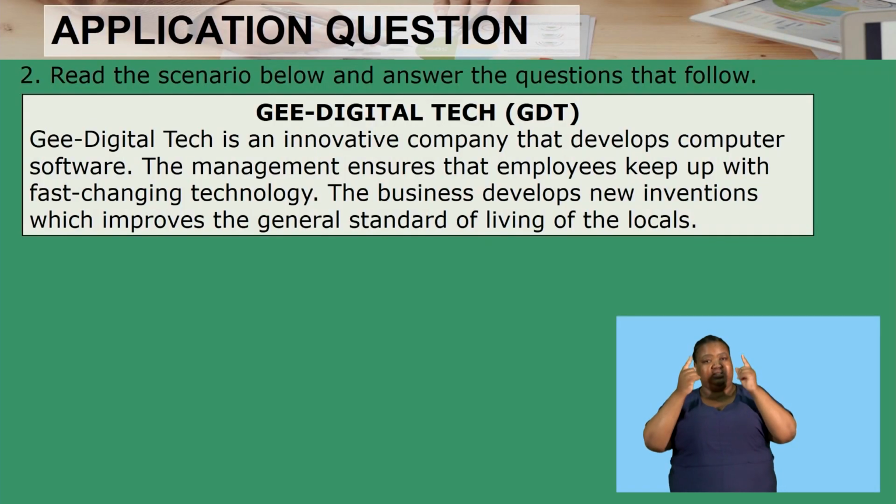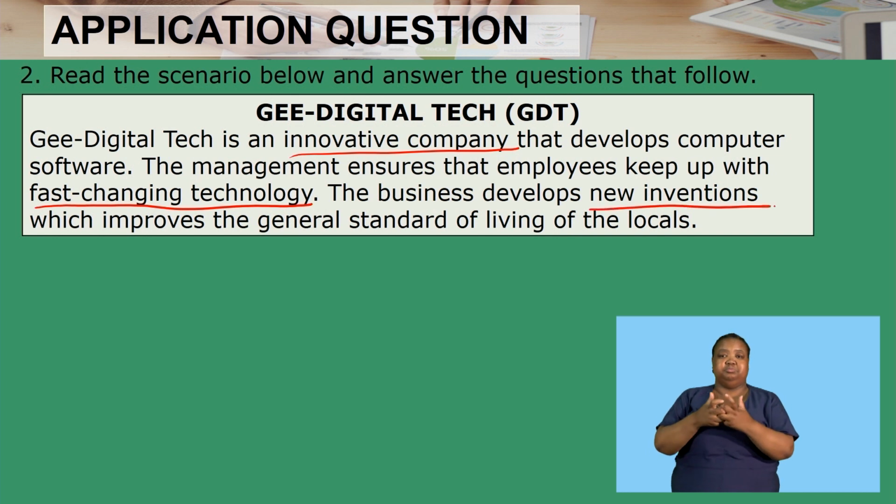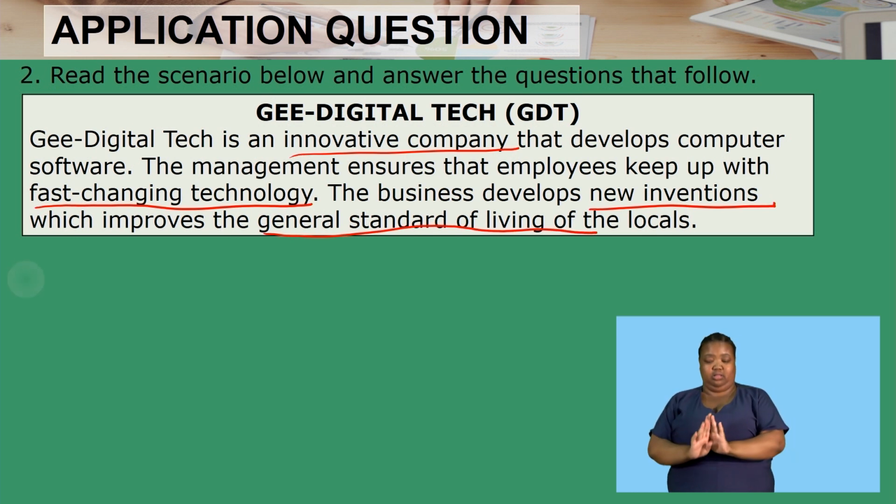So we're going to read the scenario here. It says, read the scenario below and answer the questions that follow. The name of the business is G Digital Tech, which is GDT. G Digital Tech is an innovative company that develops computer software. The management ensures that employees keep up with the fast-changing technology. The business develops new inventions which improves the general standard of living of the locals. So that is our scenario.